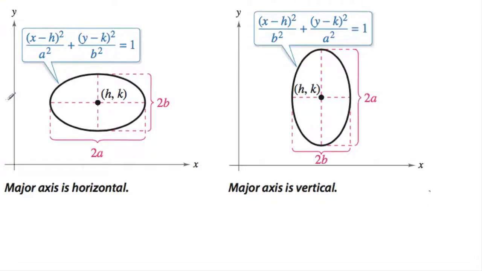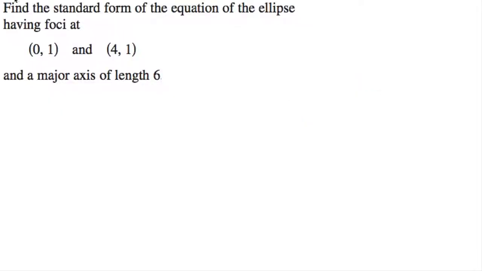Okay, so let's look at some pictures here, just again showing everything that we've just seen. All right, so we want to find the standard form of the equation of the ellipse having foci at (0, 1) and (4, 1), and a major axis of 6. If we think graphically about what this is going to look like, we get (0, 1), 1, 2, 3, 4, (4, 1). We can see that these are foci. Foci, we know, are on the major axis, so this is horizontal.